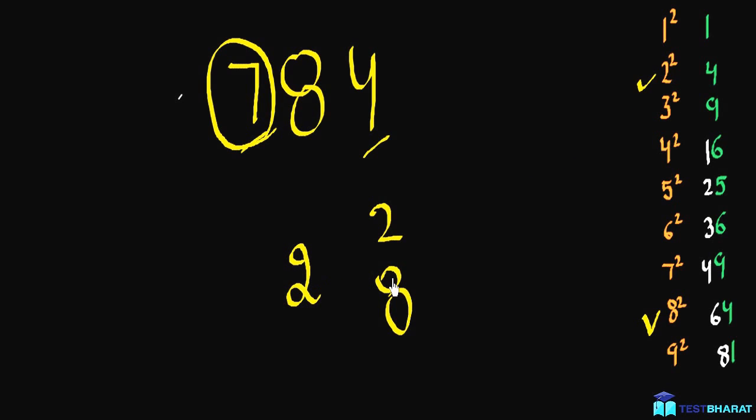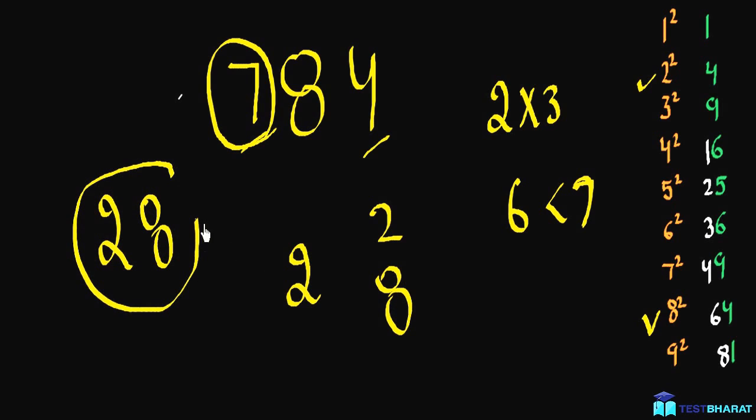So here it is 2, and now I'll multiply 2 with 3, that's 6, and I know that 7 is greater than 6. So if 7 is greater, I'll choose the greater number here. So 28 is the square root.